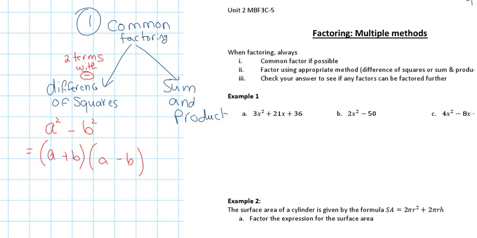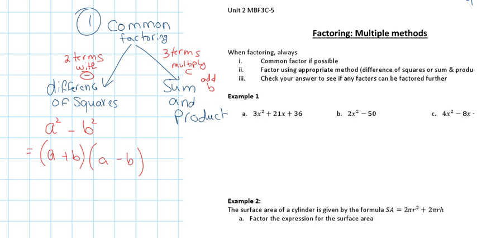For the sum and product, you must have 3 terms, and you're looking for 2 numbers that multiply to c and add to b. So this is what you're looking at: do I have 2 terms or 3 terms, after you do your common factor.